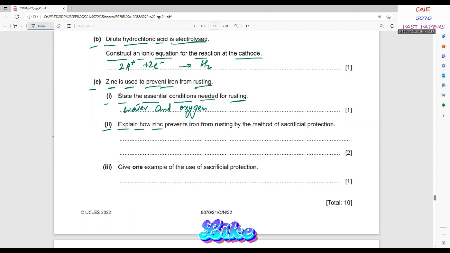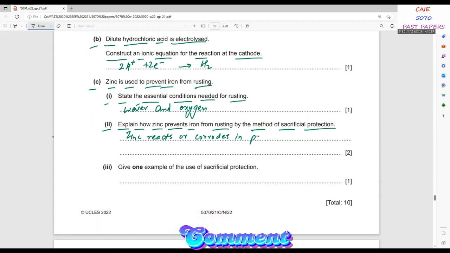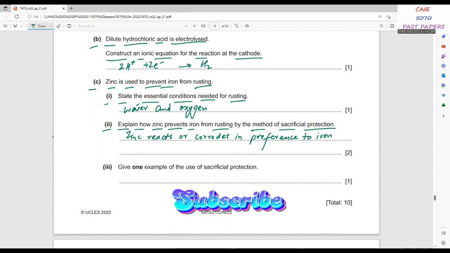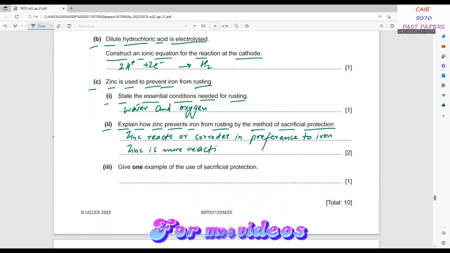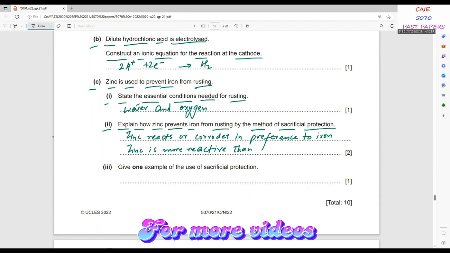Number two, explain how zinc prevents iron from rusting by the method of sacrificial protection. Zinc reacts or corrodes in preference to iron because zinc is above iron in the reactivity series. So you can also write zinc is more reactive than iron.